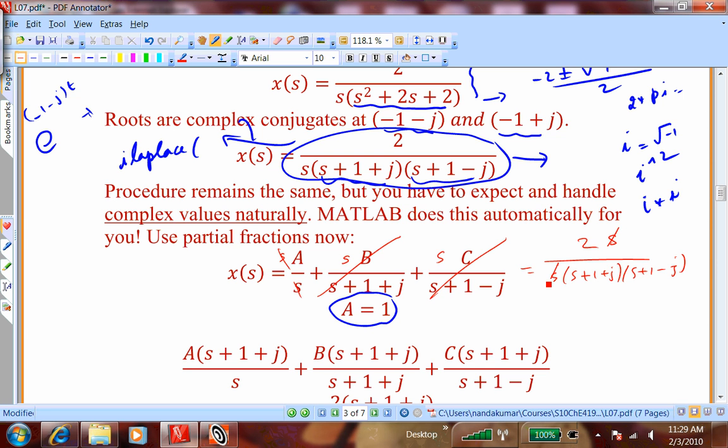And now I need to put S equal to 0, right? So when I put S equal to 0, I'm going to get 2 divided by (1 plus j) times (1 minus j). Okay? So that should be equal to A. Now what is (1 plus j) times (1 minus j)? It is 1 minus j squared. Right? And j squared is minus 1. So this is going to be equal to 2 divided by 1 minus j squared, which would be equal to 2 divided by 1 plus 1, which would be equal to 2 divided by 2, which is equal to 1.